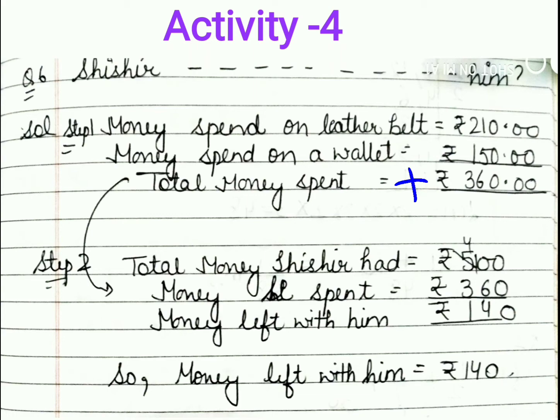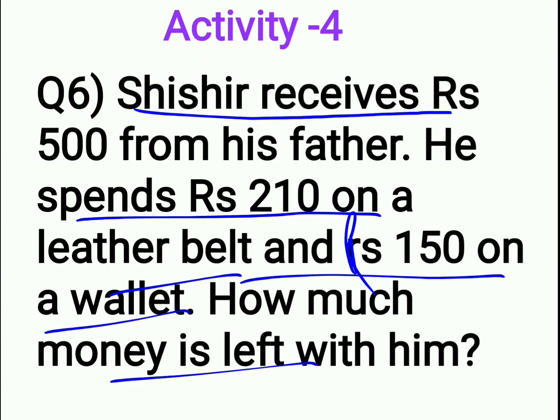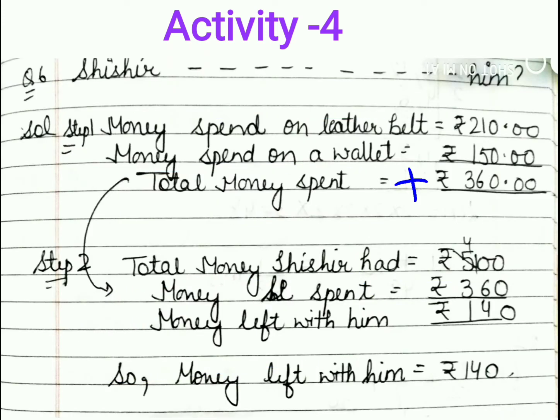Then in the second step comes the first line which is given in the question, that is Shishir received rupees 500 from his father. So you write total money Shishir has, or money received from father, which is the same line. So rupees 500, then money he spent. This is the last line of step 1 that will come. He spent rupees 360. Then money left with him.